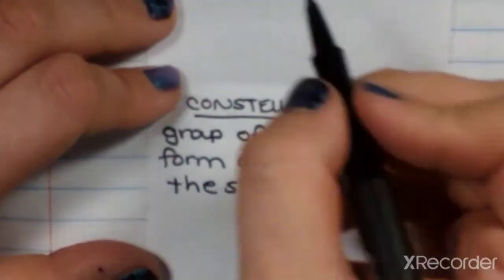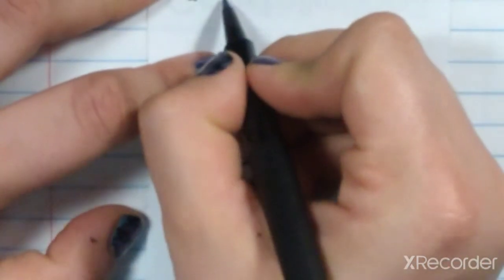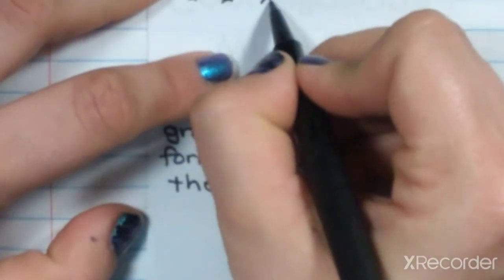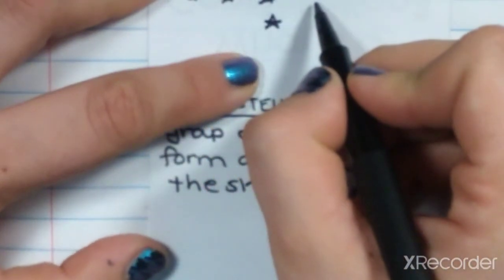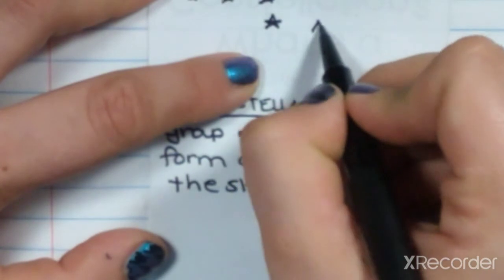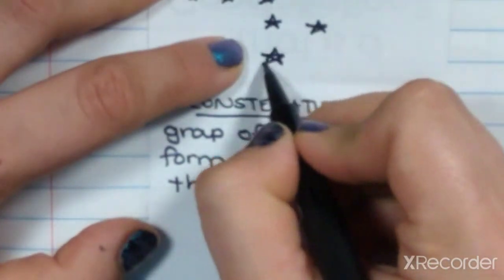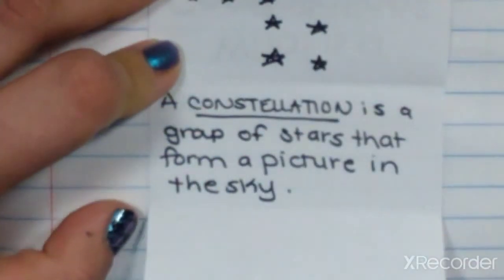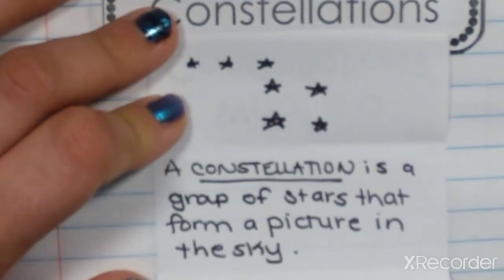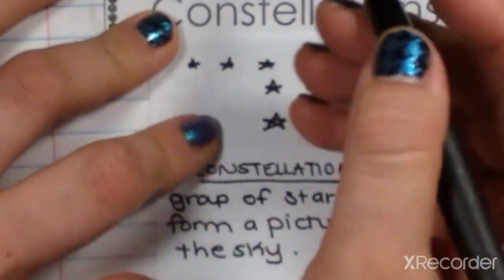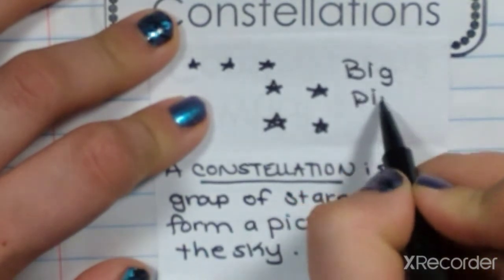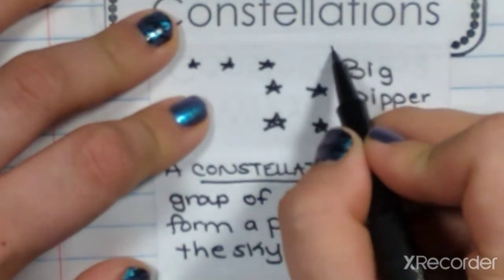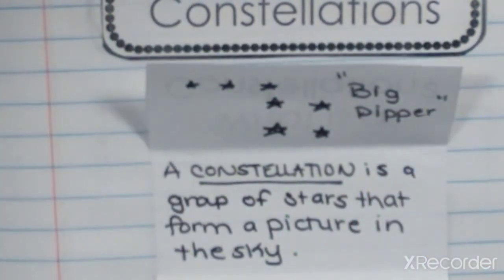So we have, let's see if you can guess which one this is. So we have some stars. What constellation is that? If you said the Big Dipper, you are correct. That is a constellation. So the stars form a picture.